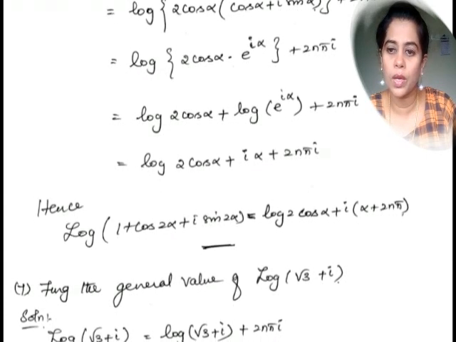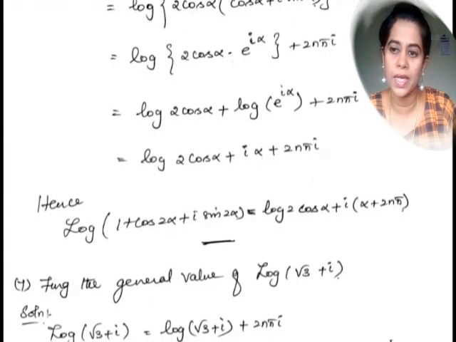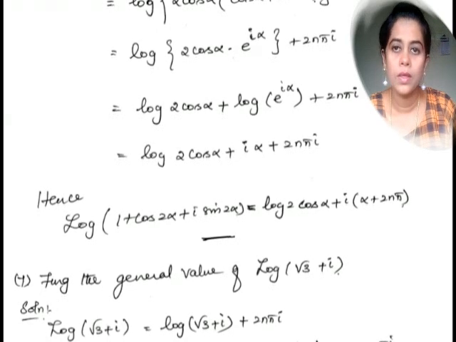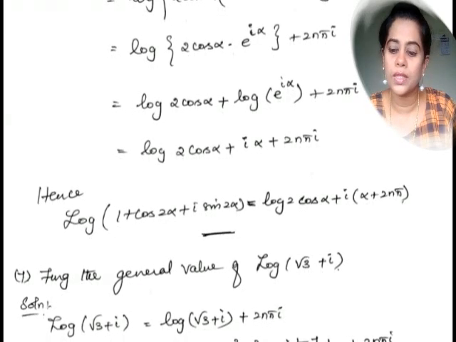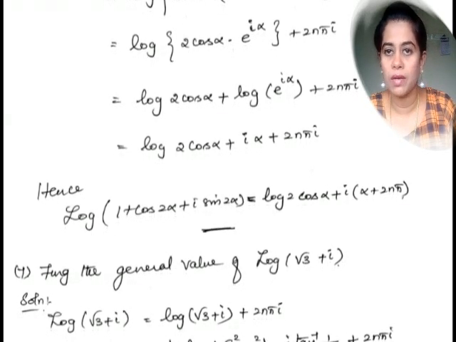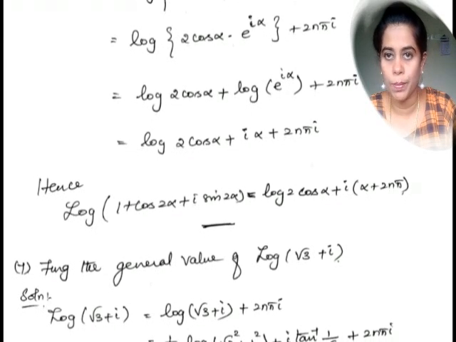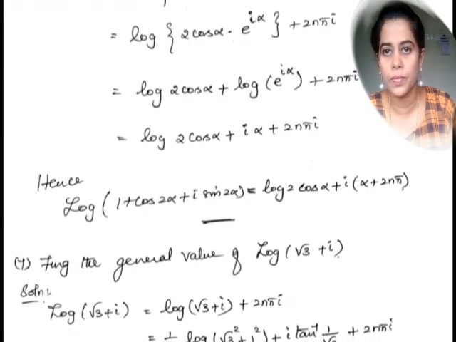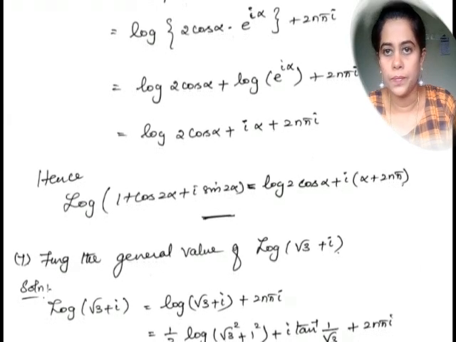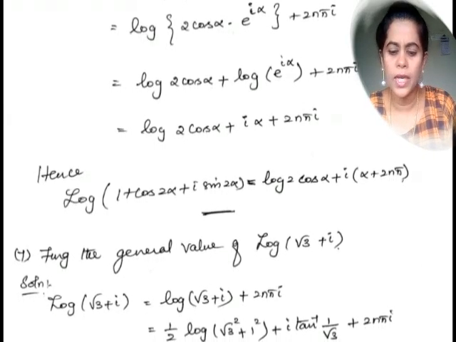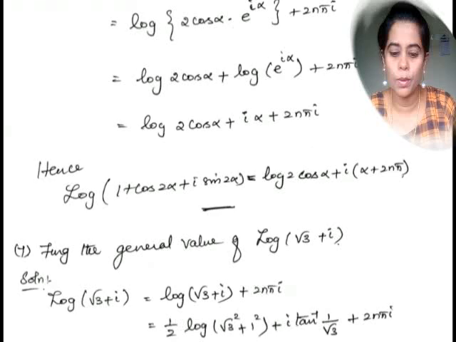The general value of log of (1 + cos 2α + i sin 2α) is equal to log of 2 cos α plus i times (α + 2nπ). Hence, we proved it. Is that clear? Yes. Let me go to the next problem, the 7th problem.